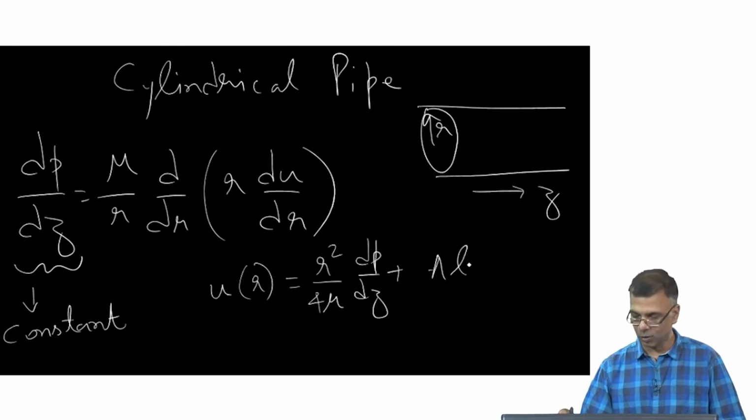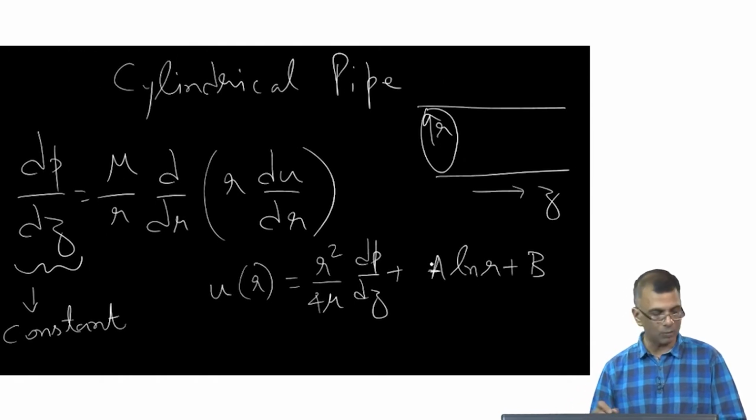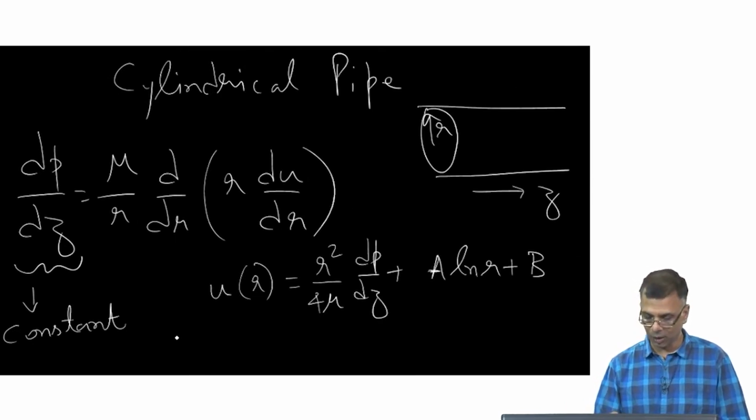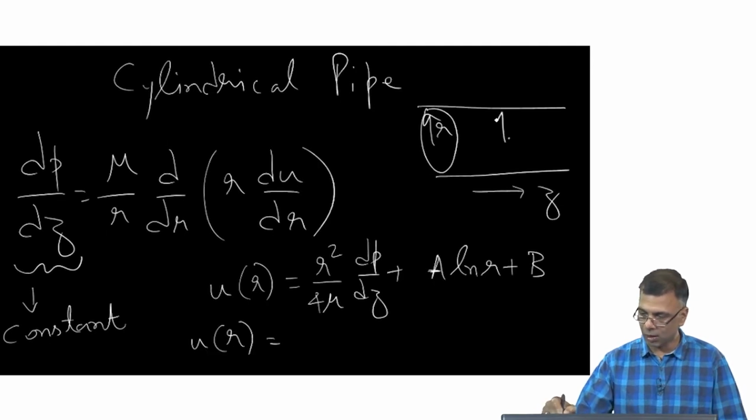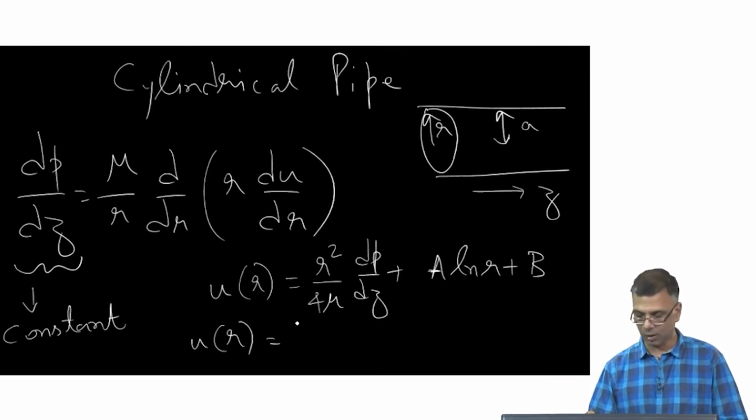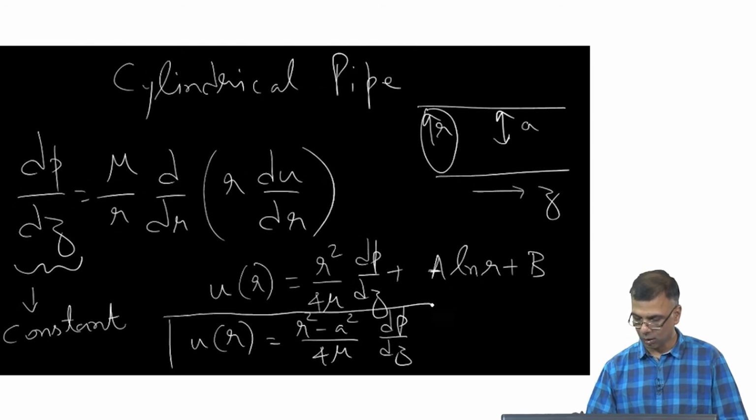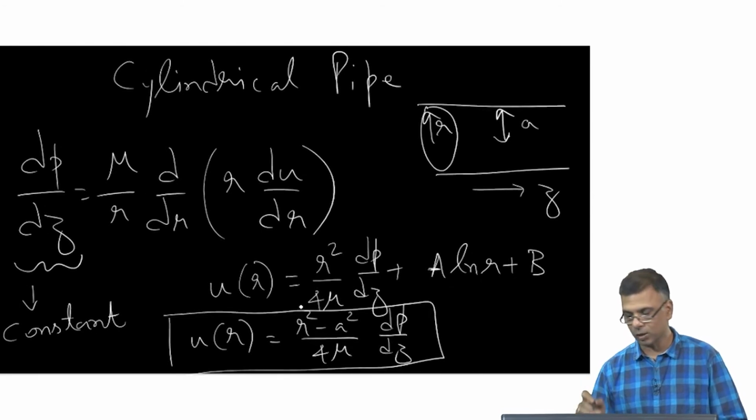As such, you would have a logarithmic term, but if you apply the boundary conditions correctly, you will find that A has to become 0, and the particular solution becomes this. The radius of the pipe is A. Okay. So it turns out that the particular solution is A squared over 4 mu dp. This is the solution we are after, mind the 2 here.